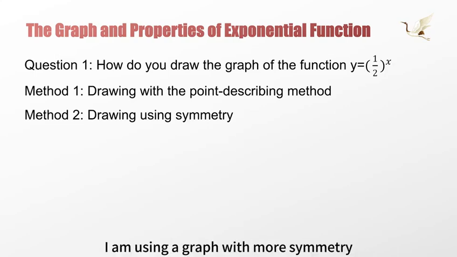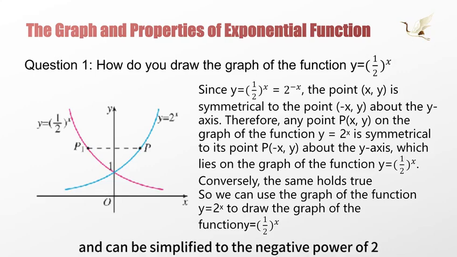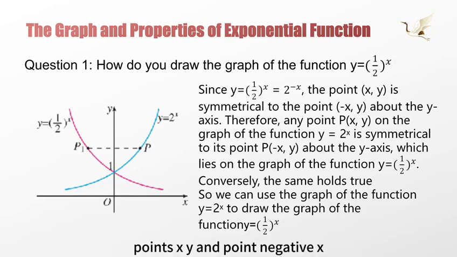Some people say that I am using the symmetry of the graph. Please explain the basis for your actions. Because y equals (1/2) to the power of x can be simplified to 2 to the power of negative x, the points (x, y) and (negative x, y) are symmetric about the y-axis. So based on this symmetry, any point P (x, y) on the graph of y equals 2 to the power of x, and its symmetric point P1 (negative x, y) about the y-axis, lie on the graph of y equals (1/2) to the power of x, and vice versa.